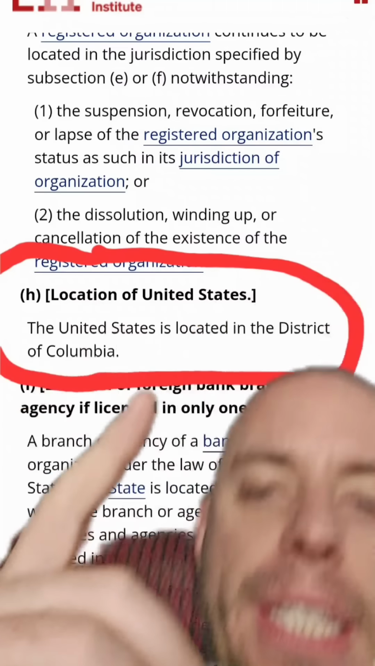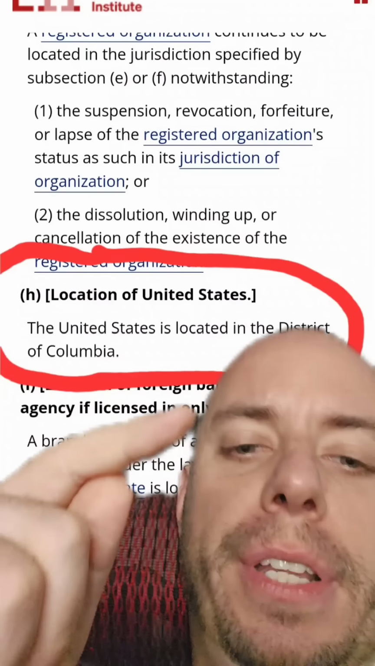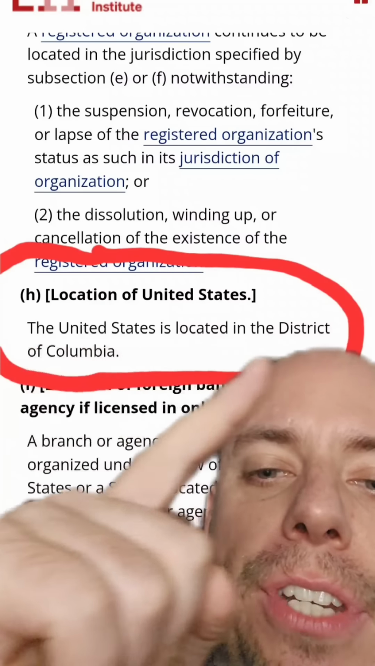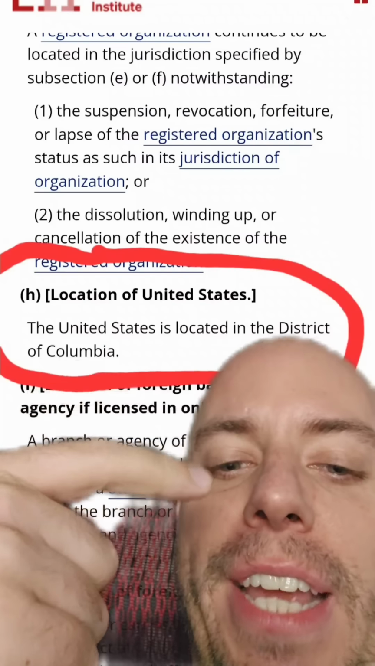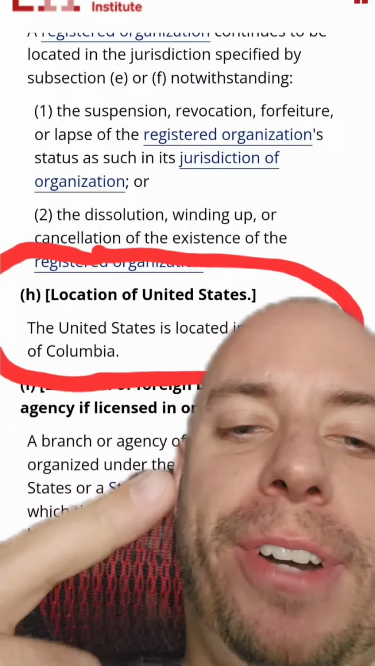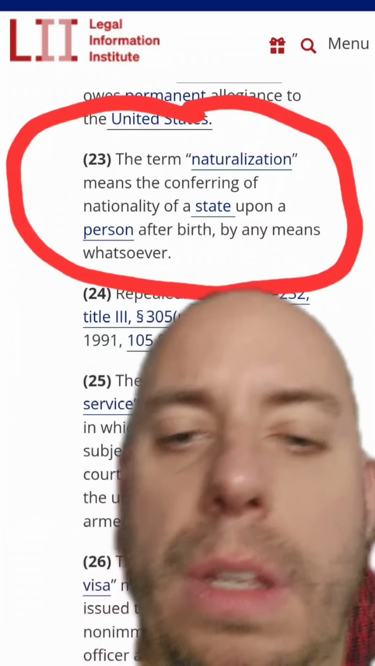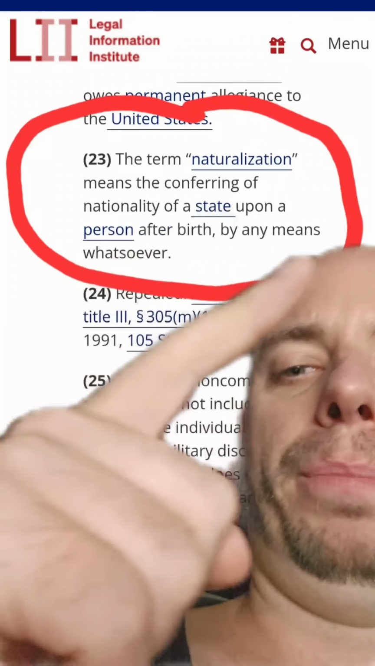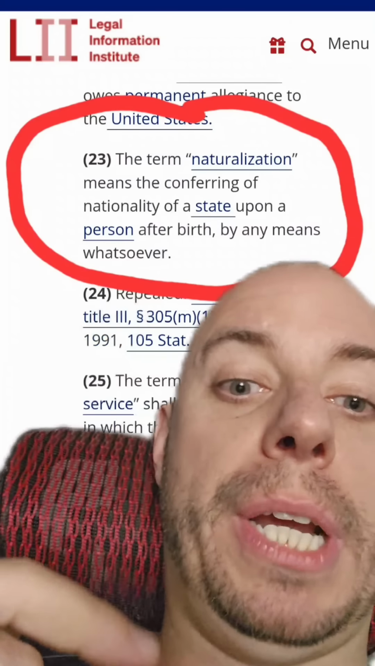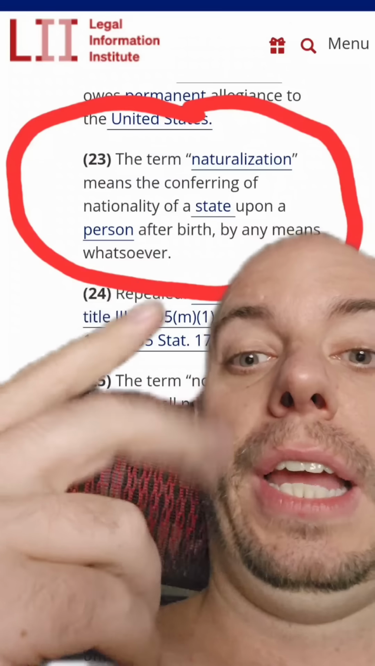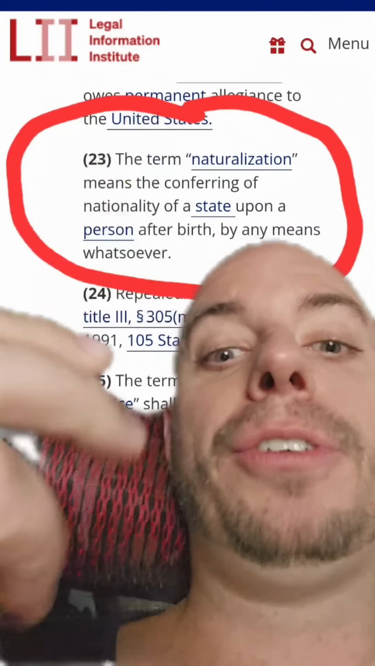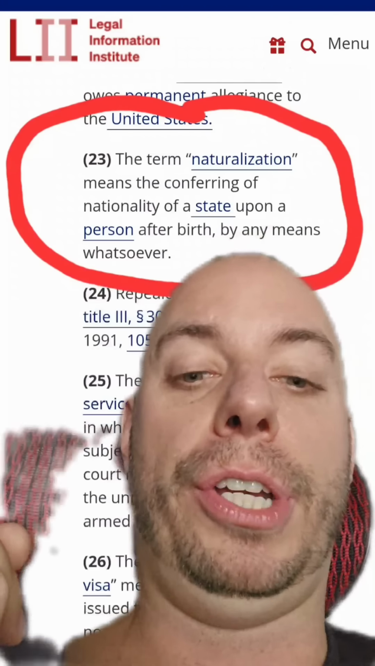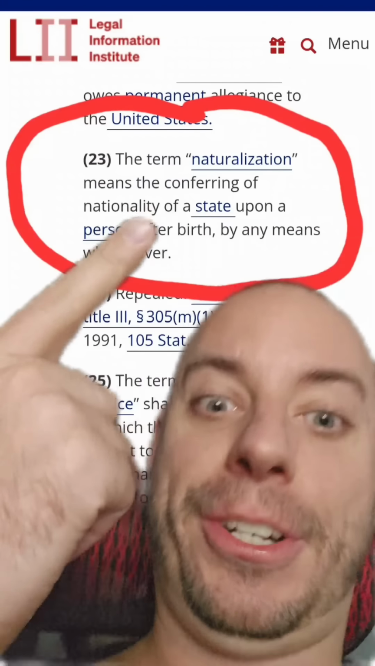So a U.S. citizen is somebody who has conferred the nationality of the state called United States, which is located in the District of Columbia, upon themselves after birth by any means whatsoever, which is called naturalization. Again, here it is. The term naturalization means the conferring of nationality of a state upon a person after birth by any means whatsoever. So when you sign up for voter registration, you're naturalizing. When you fill out certain tax forms, you're naturalizing. When you go into the DMV and get your driver's license renewed and it asks you, are you a U.S. citizen? And you say yes, that's naturalization.